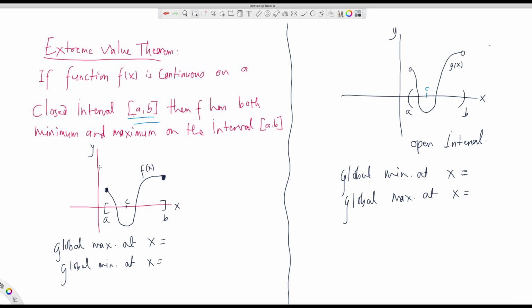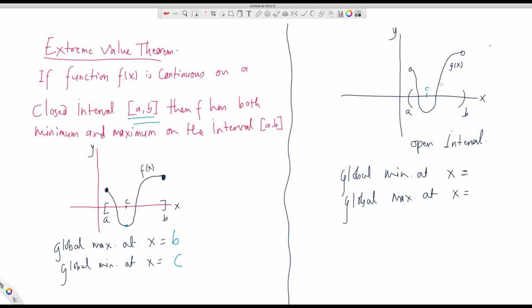Meaning, if a function does not have any break, and in an interval that contains the boundary, that is the closed interval, then it has both maximum and minimum on that interval, right? For example, in this case, you see that the function f(x) has a global max. What is the highest point? At b, right? At x equals b, and a global min at x equals c. See, this is the lowest point, right?